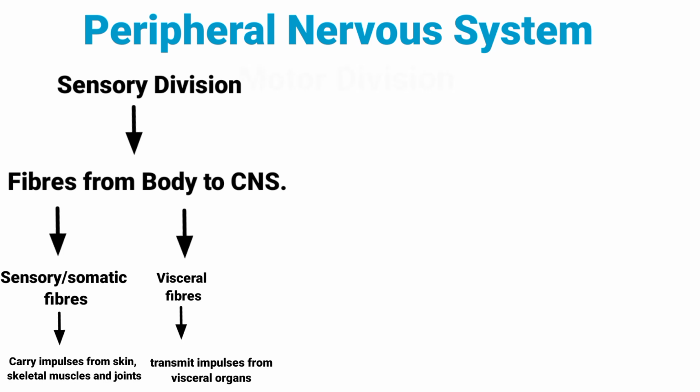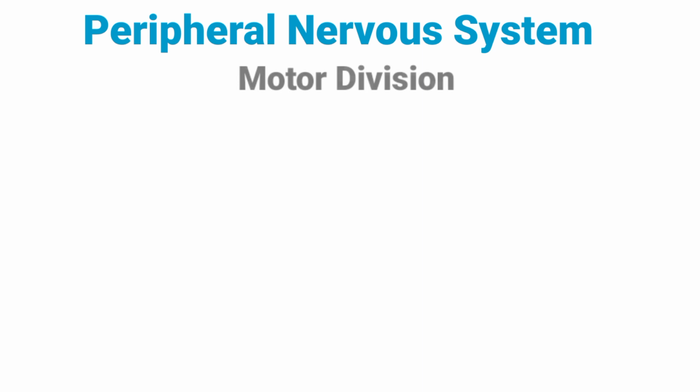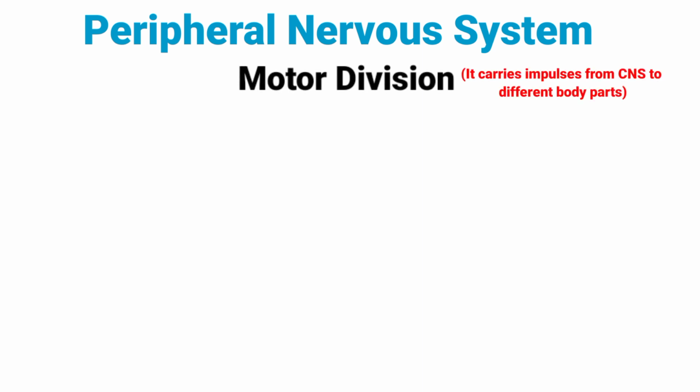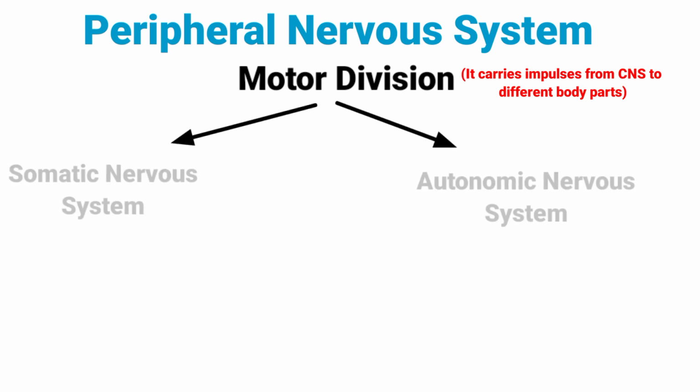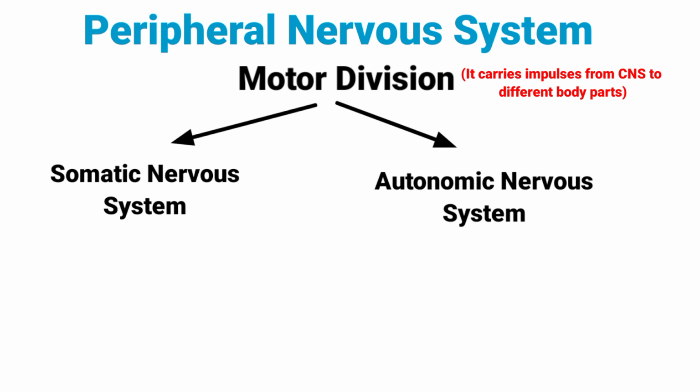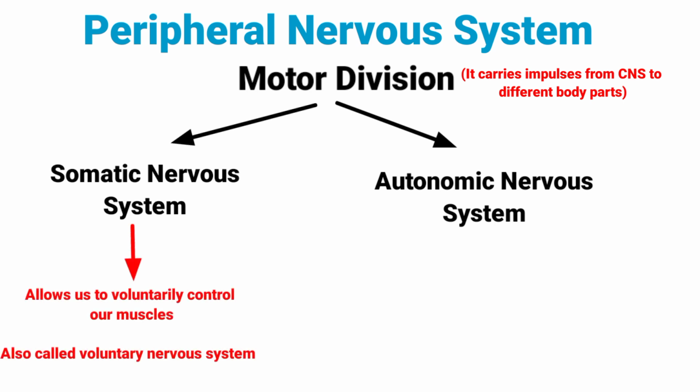Now we will talk about motor division of peripheral nervous system. These fibers carry impulses from CNS to different organs, muscles and glands. There are two further subdivisions: somatic nervous system and autonomic nervous system. Somatic nervous system allows us to voluntarily control skeletal muscles. It is called voluntary nervous system. However, skeletal muscle reflexes are also initiated involuntarily by the fibers of this division.